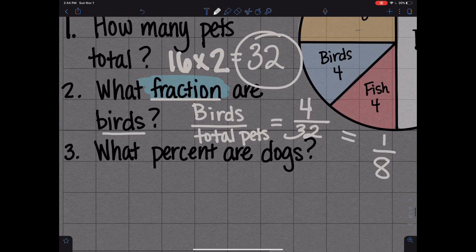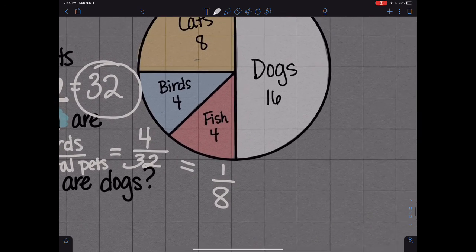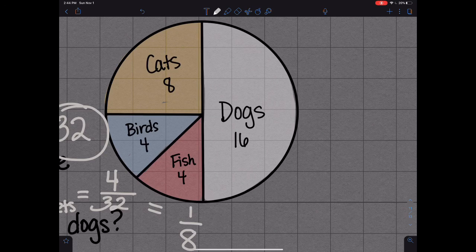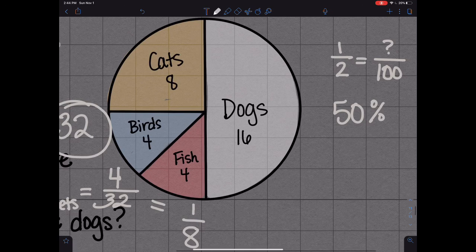The last question is, what percent of the pets are dogs? So we already kind of figured that out. If we look at the pie chart, and this time it doesn't want a fraction, it wants a percent. So if you ate this much of the pie, what percent of it would you eat? And I think you would notice that you would eat half of the pie, and half of the pie is the same as, well, the way to figure it out is what percent over 100 is half the pie. And half of 100 is 50%. Because remember, a percentage is basically just a fraction over 100.